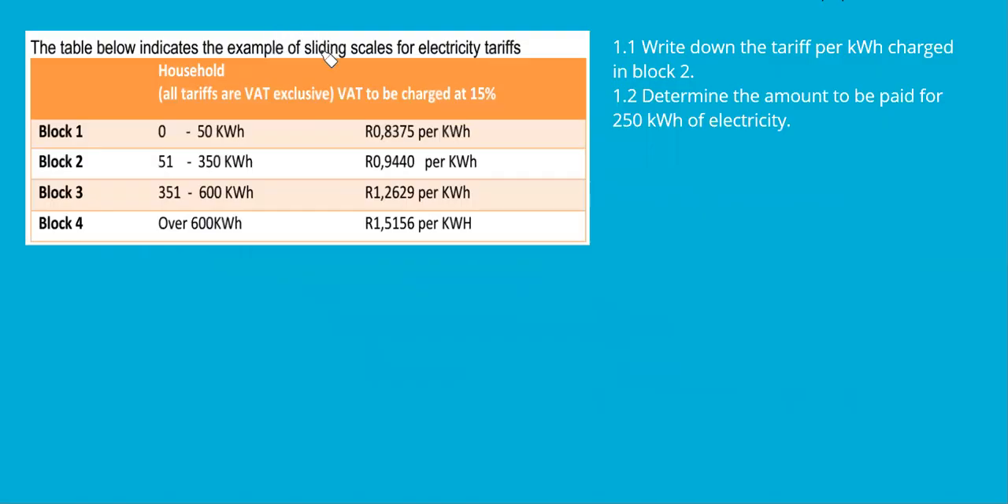Now, let's have an example here. The table below indicates an example of a sliding scale for electricity tariffs. We have block 1 of 0 to 50 kilowatts, charged at 0.8375 rand. Then we have 51 to 350 kilowatts, charged at 0.944 rand. What we need to understand when dealing with tariffs is to check, in each category, how many kilowatts are charged at that particular tariff.